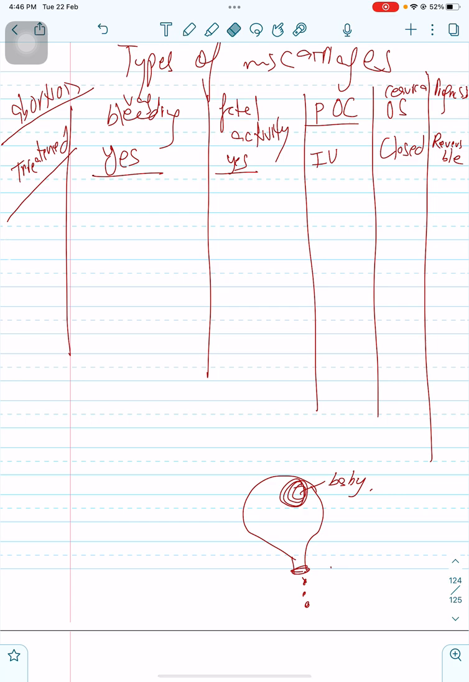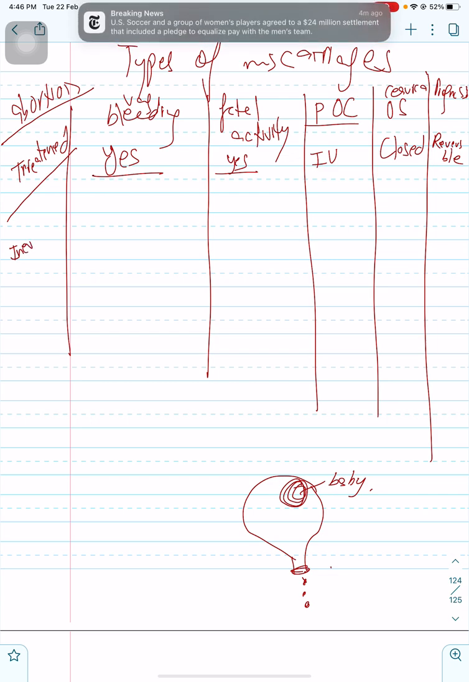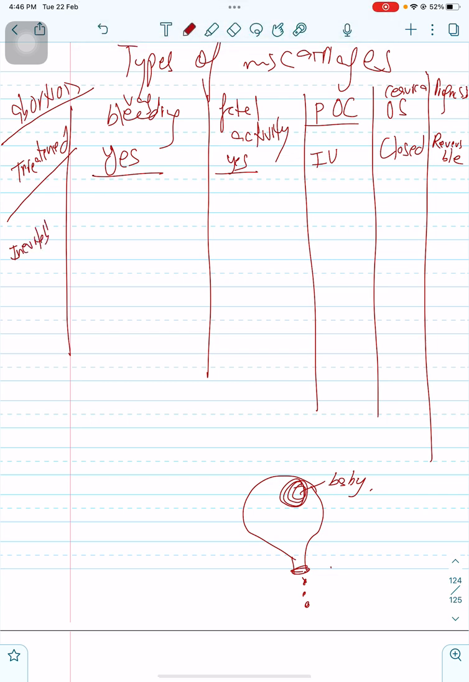Now there is something known as inevitable. Inevitable means that no matter what, this is bound to happen. In that, yes, there's bleeding. Fetal activity, there may or may not be. What about the product of conception? It might be visible or it might not be visible. What about the cervical os? Well, it's going to be dilated.